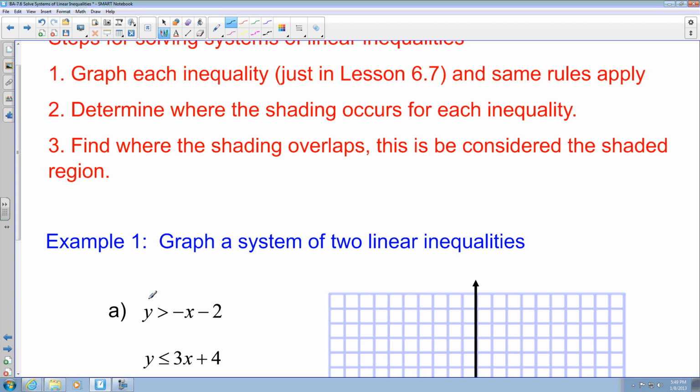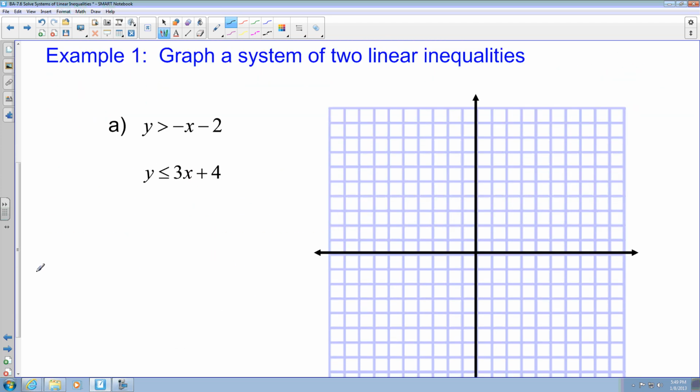In this case, sometimes it's nice to have different color pencils to determine which graph goes with which shading, so we can determine where the shading overlaps, and where the shading overlaps is considered our shaded region. So let me show you the example here. What I just said: y is greater than negative x minus 2, and y is less than or equal to 3x plus 4. They are already in slope-intercept form, so for the first one, my y-intercept is at negative 2, and my slope is negative 1, so I'm going to go down 1 to the right 1, or I could go up 1 to the left 1. Either way, it's going to be the same.